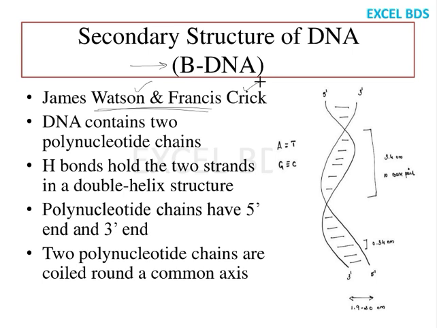What they told was that DNA is made up of two chains, two polynucleotide chains. You can see in the figure we have one chain and a second chain, and you can see some bonds here. They are the hydrogen bonds holding these two strands to form something called a double helical structure.